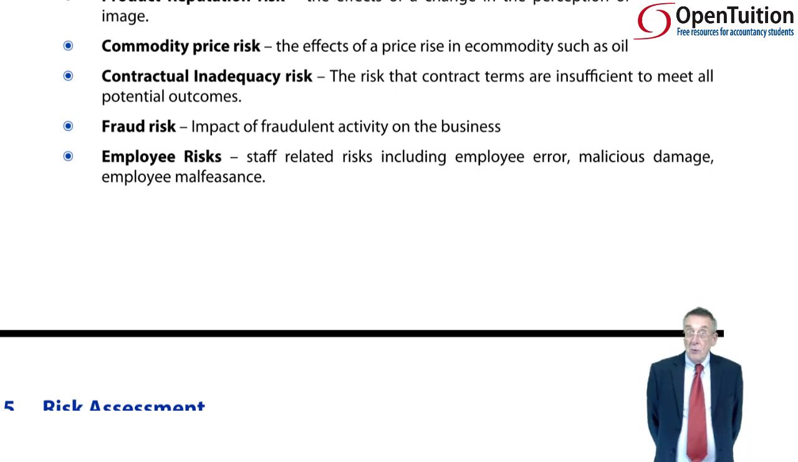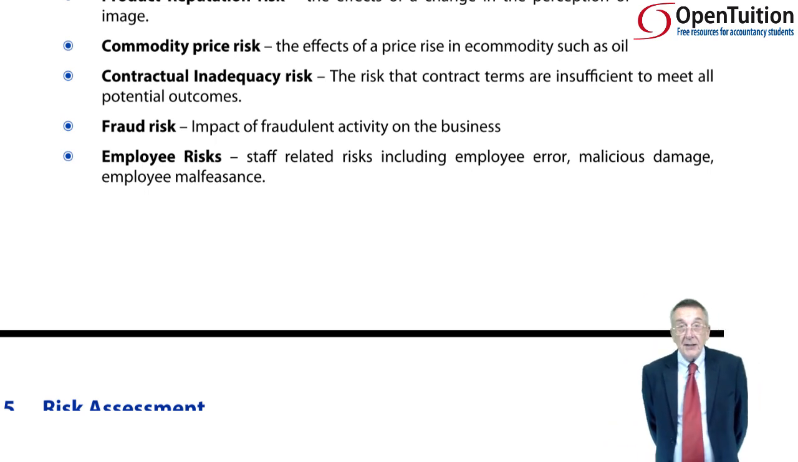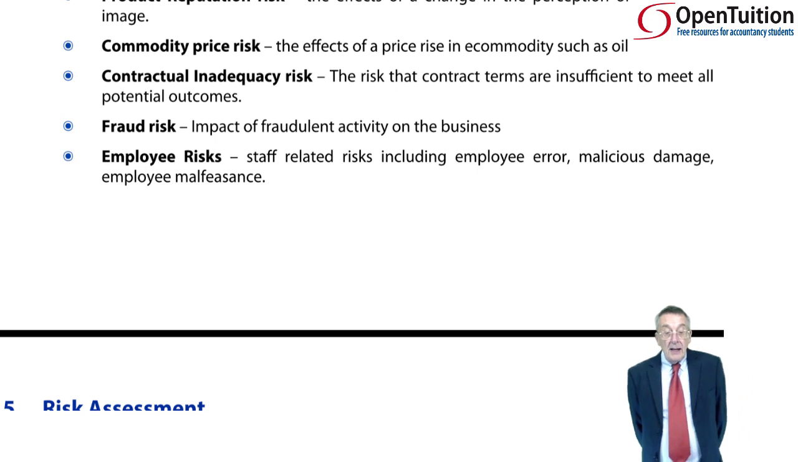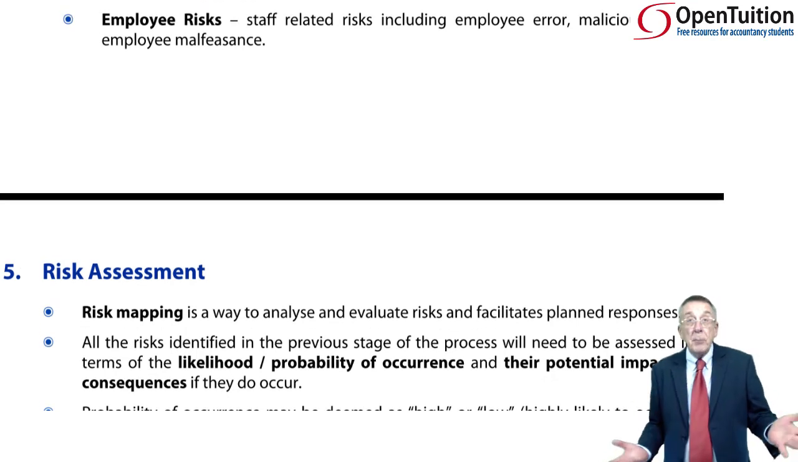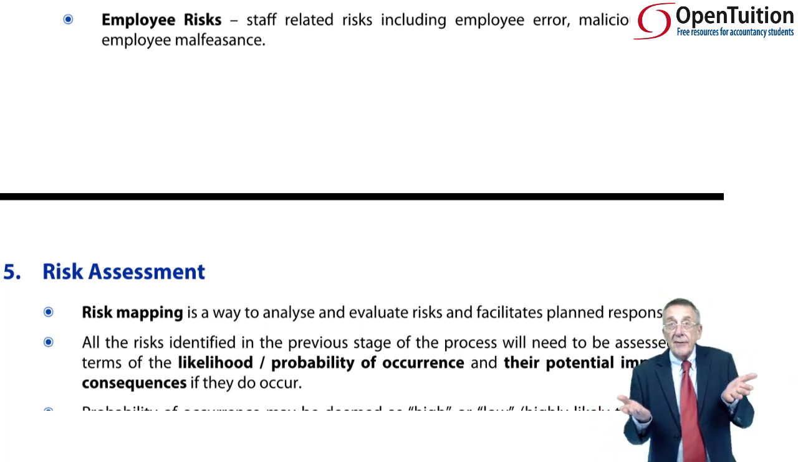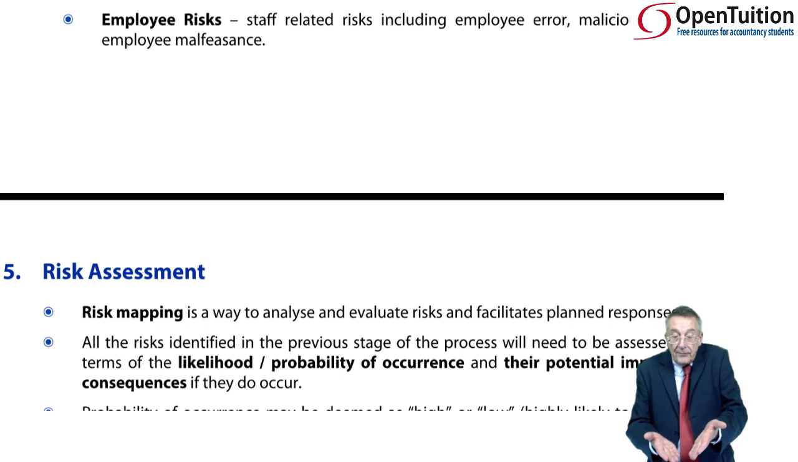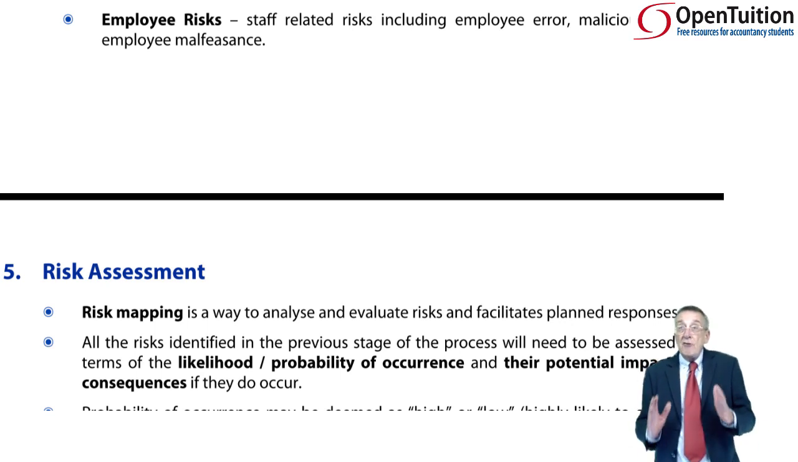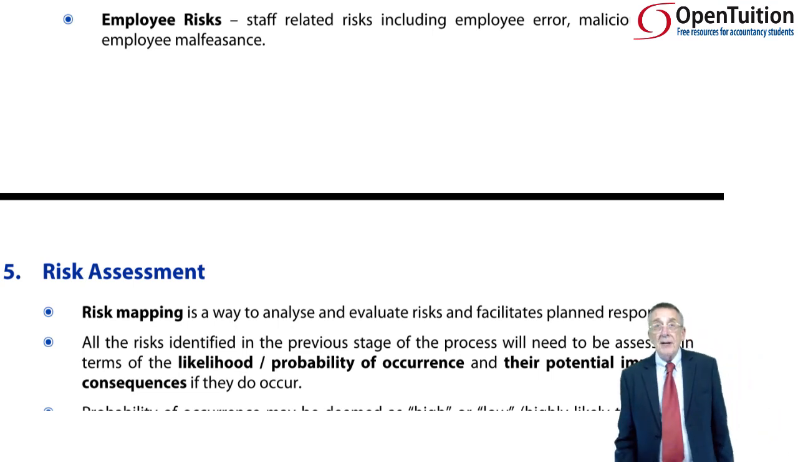Contractual inadequacy risk. We've got contracts, but the terms might not meet all potential outcomes. Risk that we've got a problem. Fraud risk, of course, and employee risks, including employee error. This is what I meant when I said it takes time and it's important to identify all the risks that exist. However obvious it may be, there's always a risk of employees making a mistake. We need to identify that that's a risk.